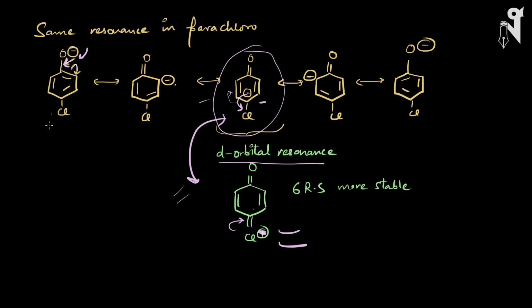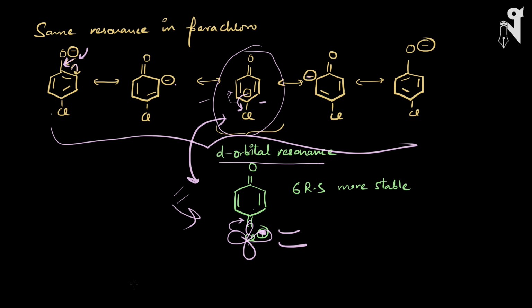So the normal 5 structures are there, but one additional structure due to the d orbital resonance, which can be performed by chlorine's empty d orbital, right? And this empty d orbital which will participate in the resonance will create one more resonating structure, which will bring the extra stability in the molecule.